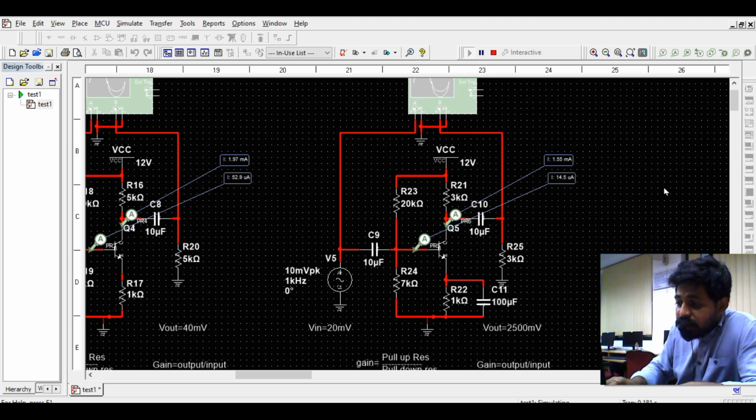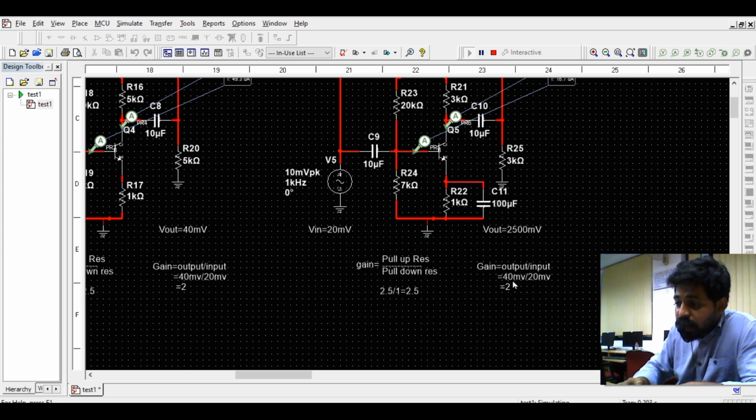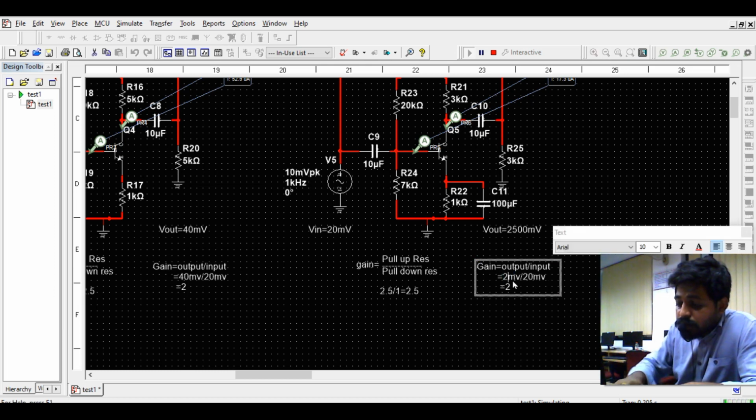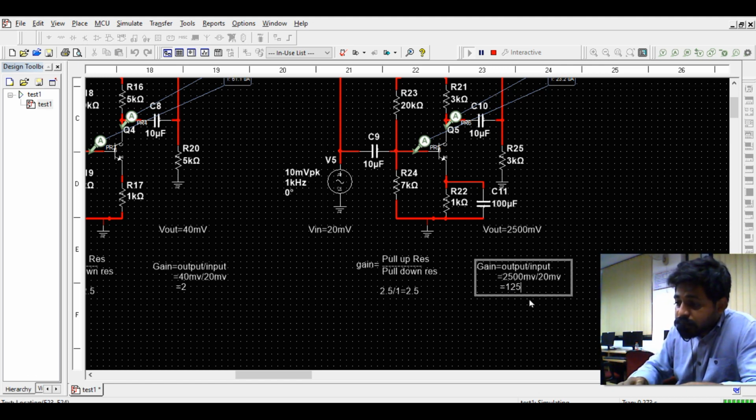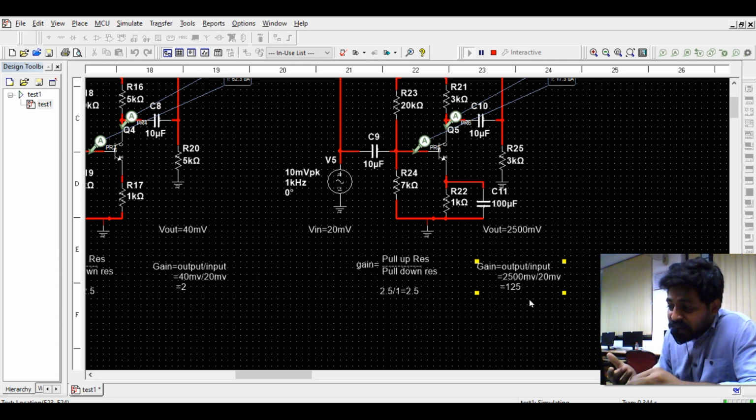So now if I calculate the gain, 2500 by 20, it is around 125 gain we got. Previously we could improve the gain by 2 times, 2.5 times, not even more than 2.5 times. So the transistor alone cannot improve the gain. Here the beauty of the circuit is that the capacitor came into the picture because of the coupling capacitor. So that pull down resistance value is reduced.